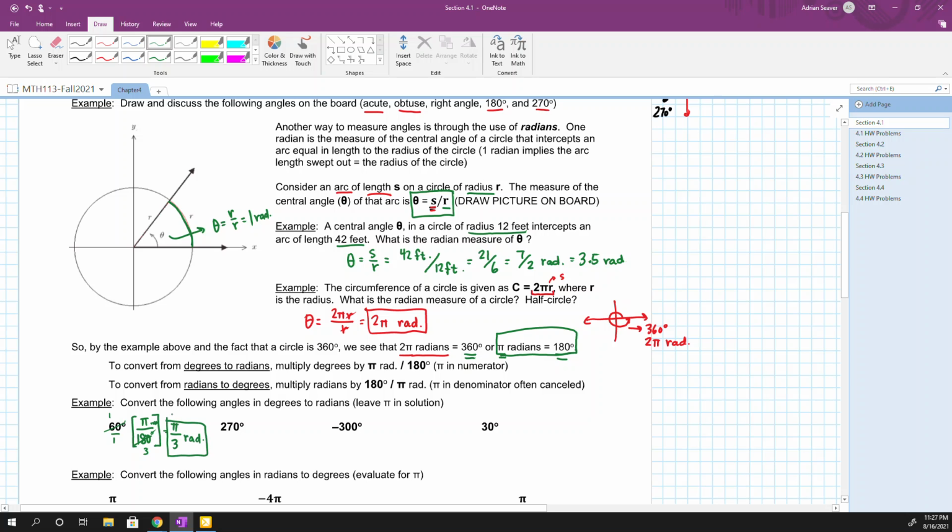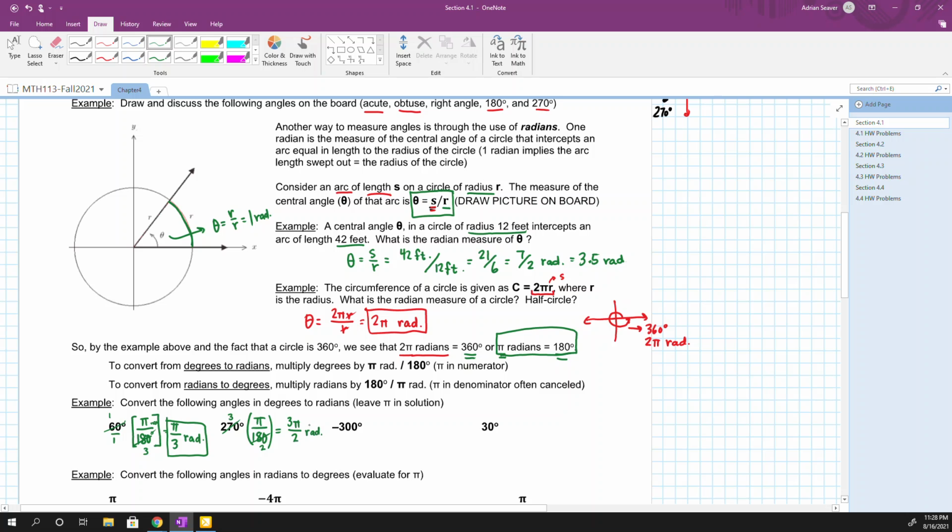Okay. If I wanted to go 270 degrees, I would just really do the same thing. I'm just going to multiply by pi over 180. And again, I want to simplify before I multiply rather than multiplying and then trying to simplify. But I know 90 goes into 270 three times. 90 goes into 180 two times. So if I do that multiplication now, I'm left with 3 pi over 2 radians.